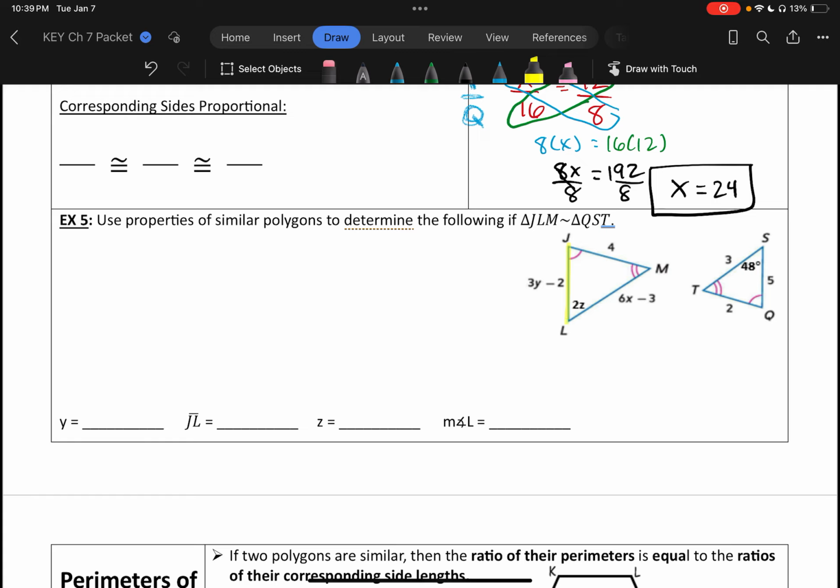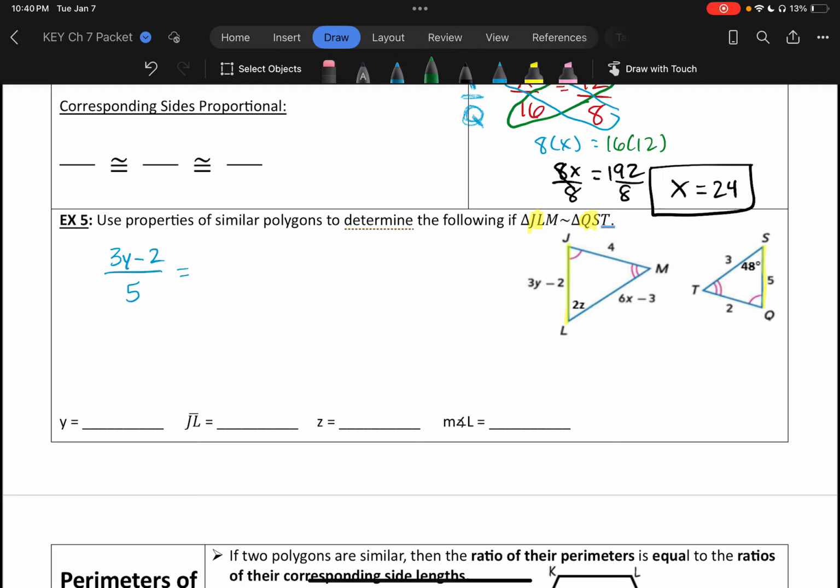Okay, y is going to be found on side JL. So JL corresponds to QS. So these two guys are corresponding. If I want to set up an equation here, we can at least begin with 3y minus 2 over the corresponding side of 5. Now, we understand that these triangles are similar, so all the ratios, the corresponding ones, have to be equal.